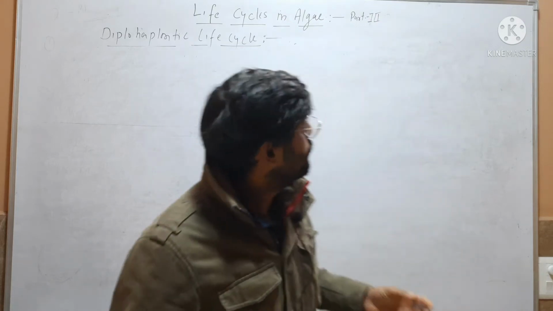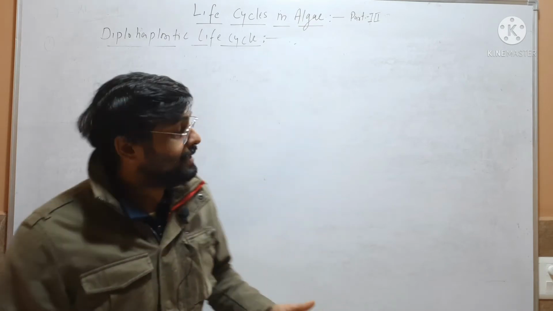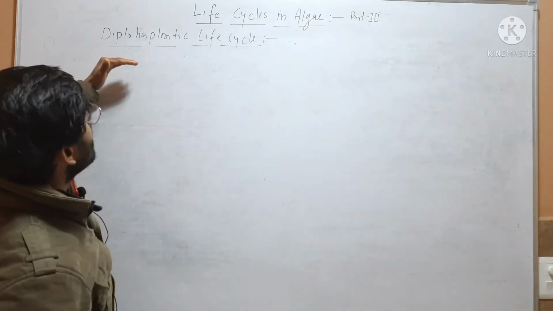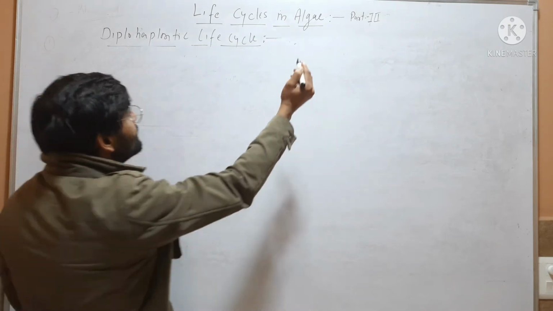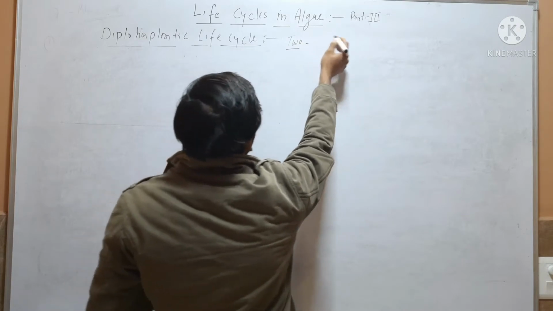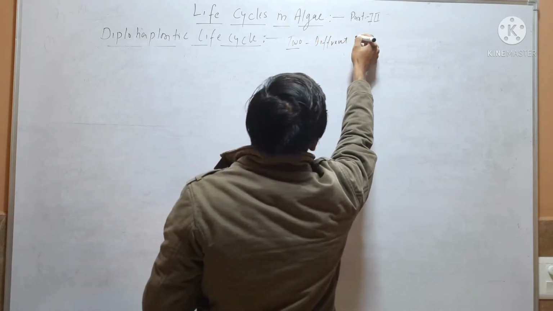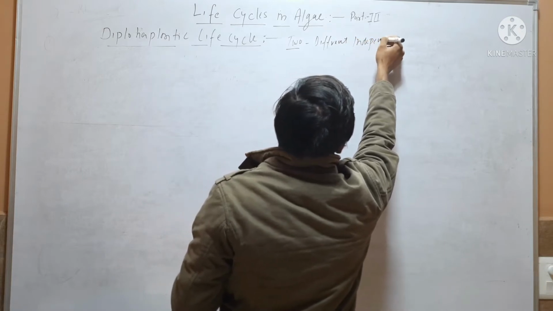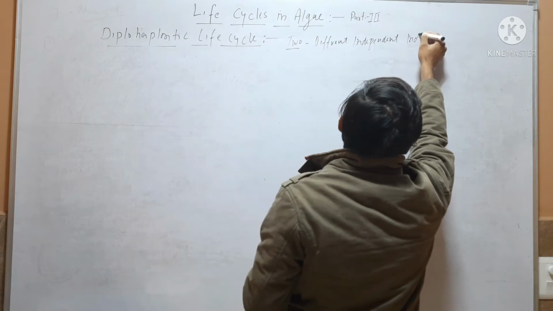This video is part 3 of life cycles in algae. So in this video we will discuss the Diplohaplontic life cycle. In this life cycle, two different independent individuals are present.